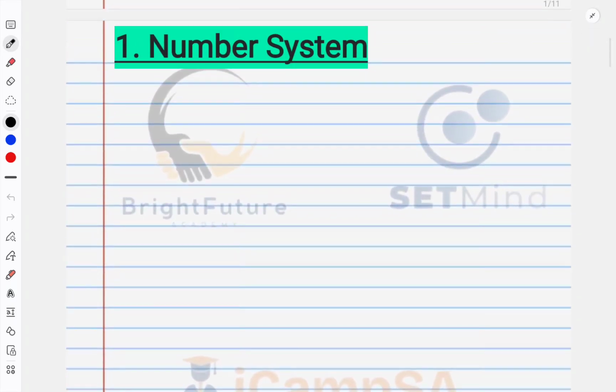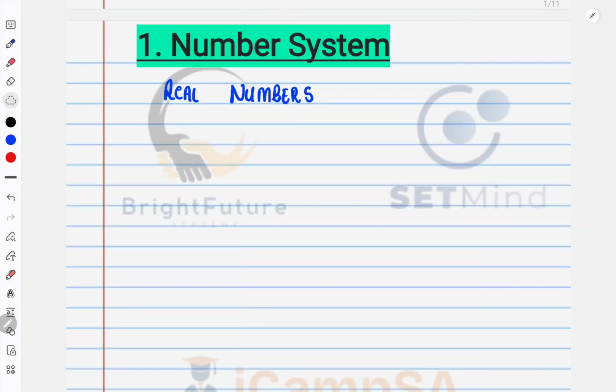The first topic under algebraic expressions is the number system, and the number system covers quite a few interesting topics. At the very top, we have real numbers, and real numbers are then separated into two number systems, which are then further separated into even more number systems.